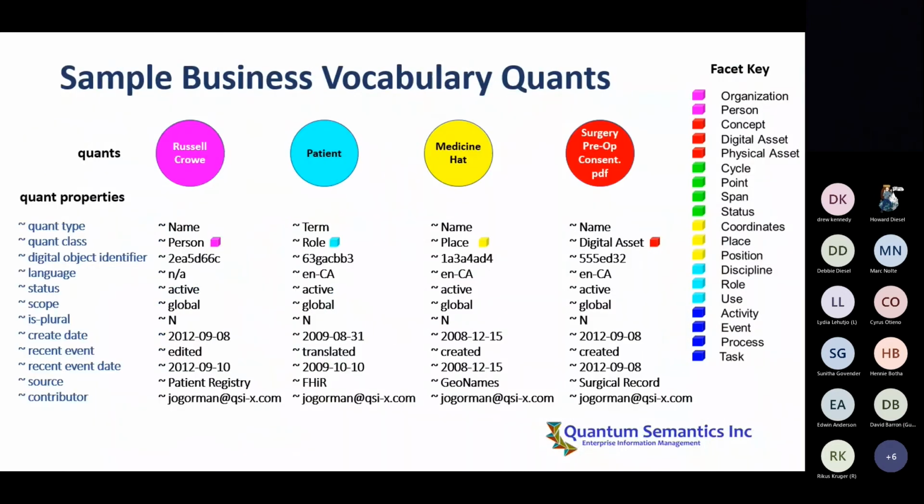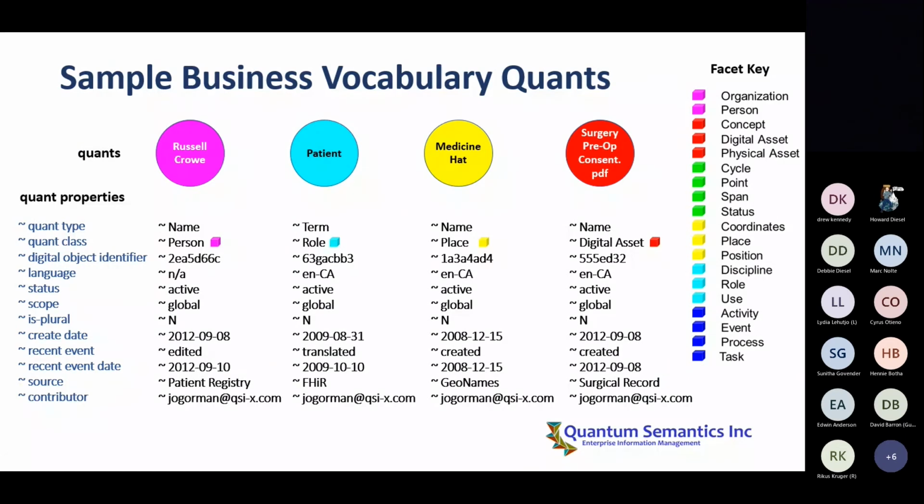Here's some samples. We've used the same properties again all the way across. The facet key is on the right. We've got Russell Crowe as a person, we have patient as a role, and Medicine Hat as a place. It's an actual real place in Alberta, just south and east of here. And then surgery pre-op consent document is actually a digital asset, so it's a container of information stored as a file.